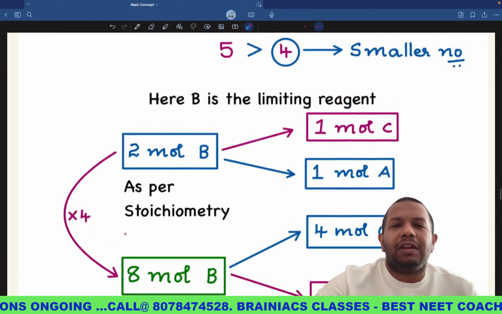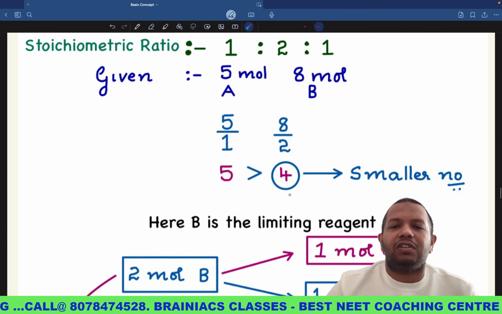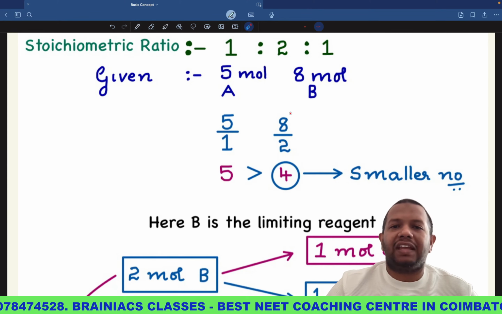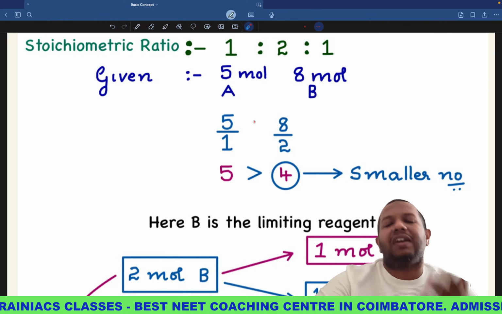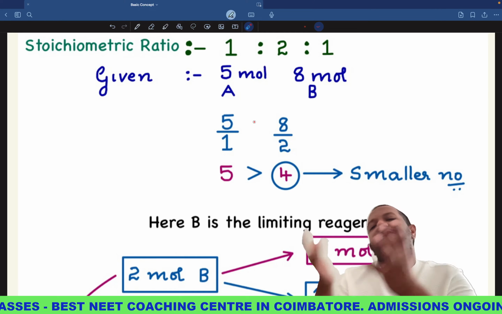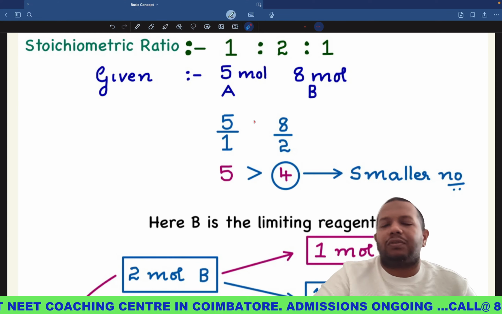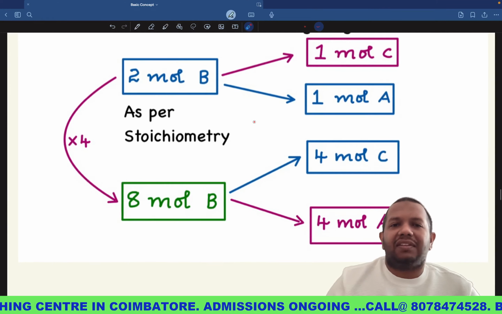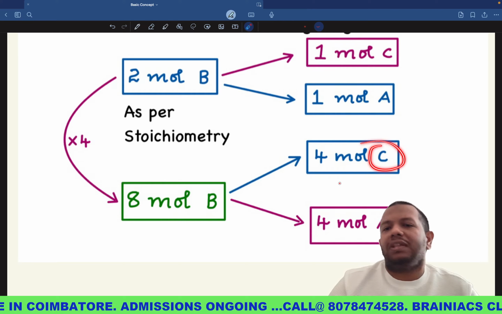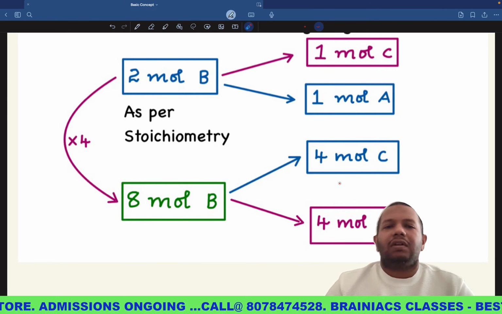Don't forget, many students will make a mistake, like they will convert this to 4. Don't take it. The given value is given; with that given amount of B, how much amount of C can be produced? That is the question. So convert that to 8 and see how much amount of C is formed. It's very simple.